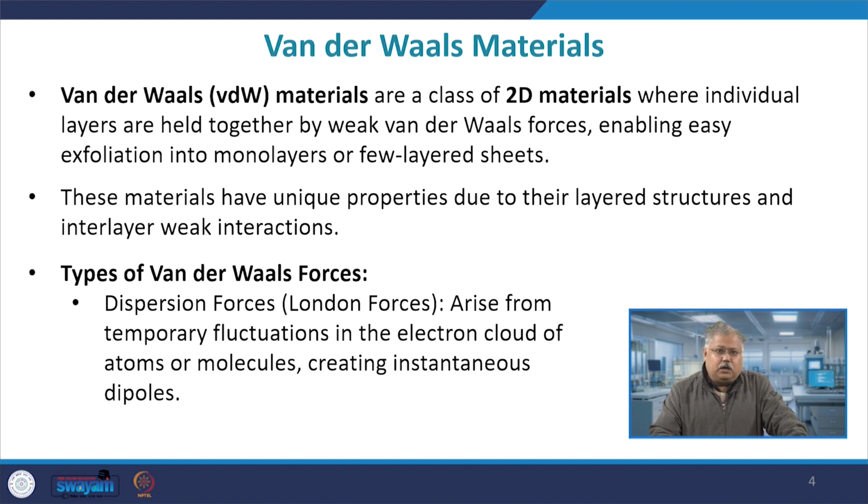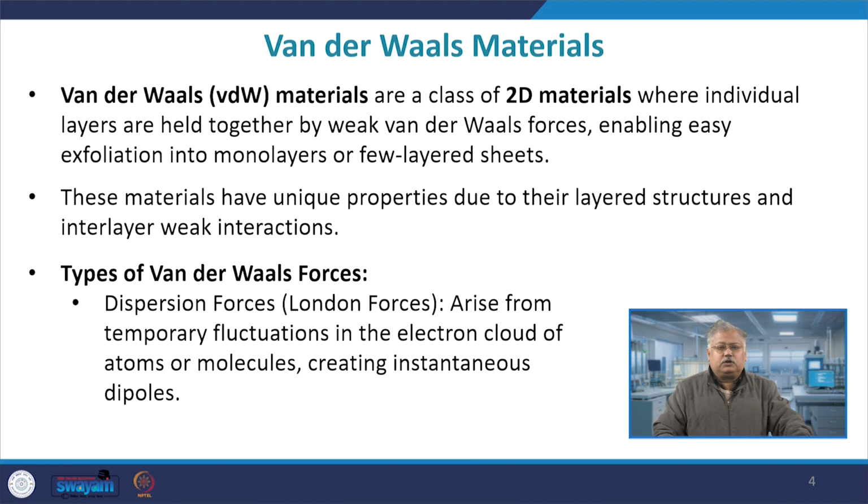Now since they are in layers and sheets, exfoliation is relatively easier in this case as compared to any covalently held intersheet material. These materials have unique properties due to their layer structure, and since the interlayer interaction is very weak, they are mechanically unstable in the sense that they are layered over one another, but they do have good electrical properties beyond a point.